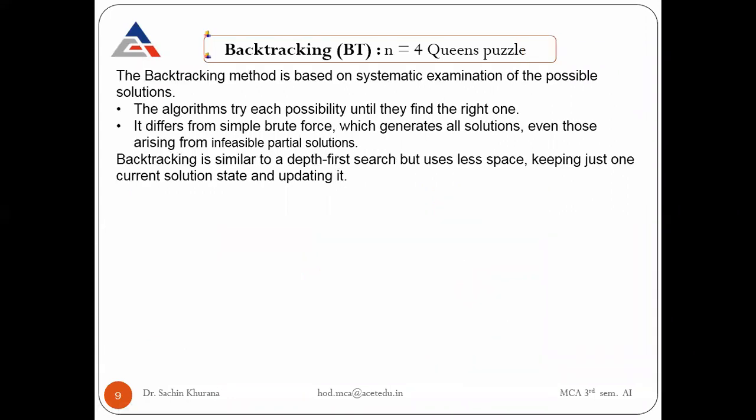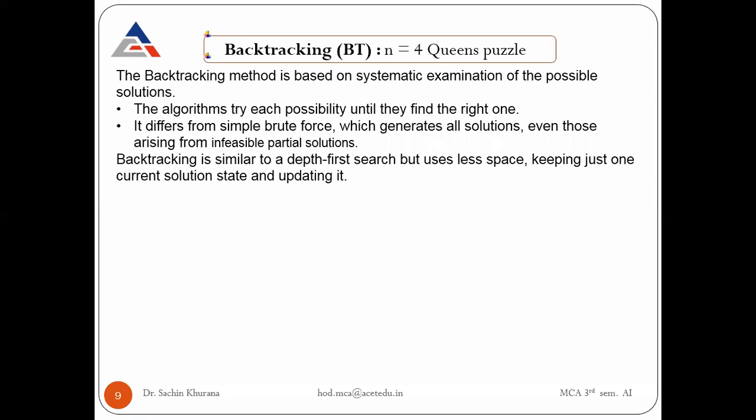This is the second method for solving your four queen puzzle, which is called backtracking. The backtracking method is based on systematic examination of possible solutions, that is, any number of solutions that are possible. Using the backtracking method, we can find out, and for any one of the solutions, we can take it as fine for placing queens on this 4x4 board.